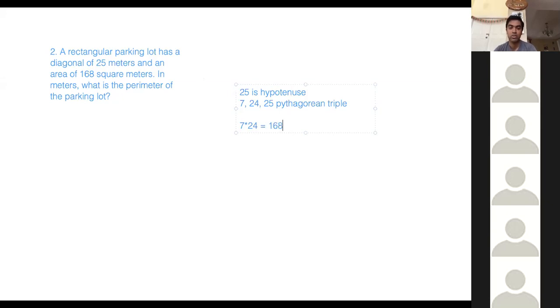Okay, good. Yeah, so we know the diagonal is 25, and we want to find three values such that it satisfies the Pythagorean theorem and the area is 168. So if you know the Pythagorean triple of 7, 24, 25, you can see that 7 times 24 is 168. So then the perimeter would be 7 plus 24 plus 7 plus 24, which would be 62. So good. This is one way of doing it. Any other ideas for other ways of solving this?